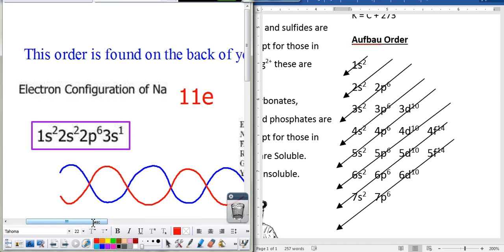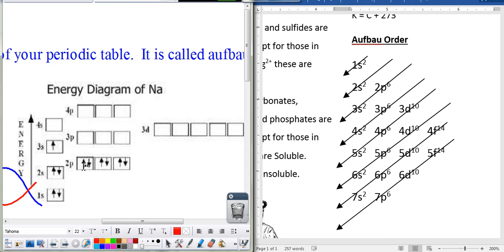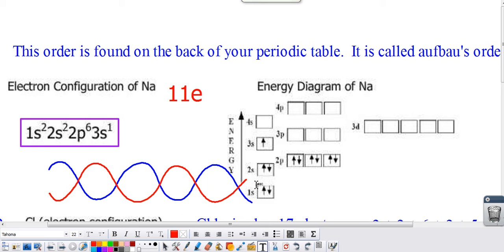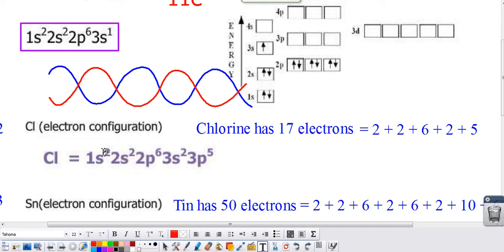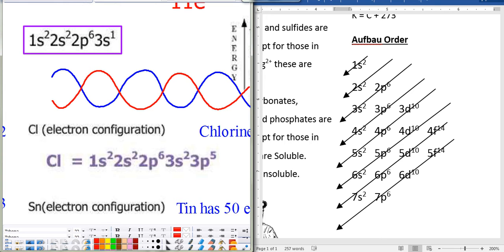Quite often people do energy diagrams of the same thing. 2 electrons, 2 electrons, 2, 2, and 2 is 6 electrons, and then 1 electron makes the 11 that sodium has. So let's look at another one, the one you're supposed to do after that. We have chlorine. Chlorine has 17 electrons, so it should be 1s2, 2s2, 2p6, 3s2, 3p5. Again, we're just following Aufbau's order.